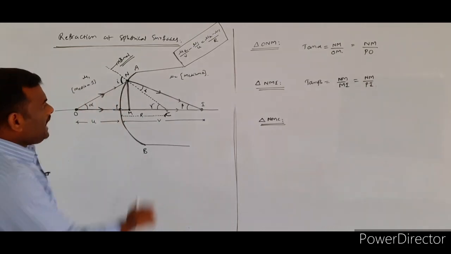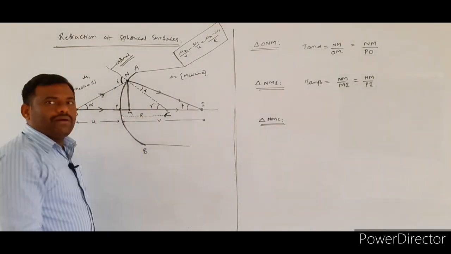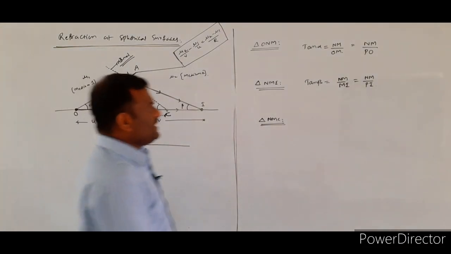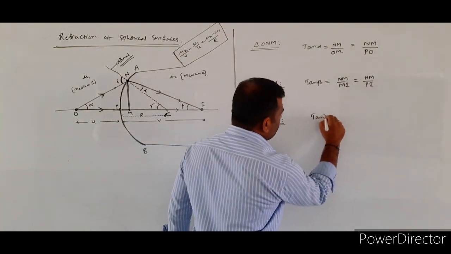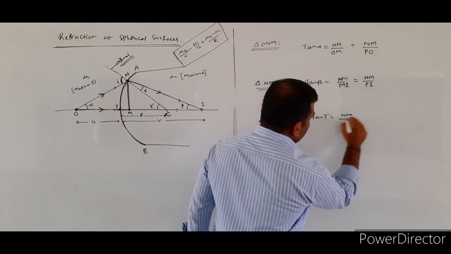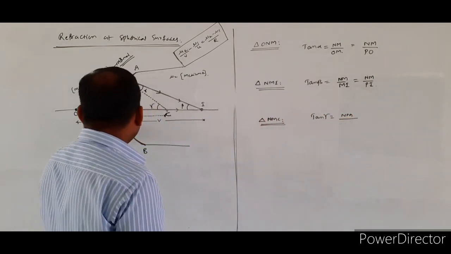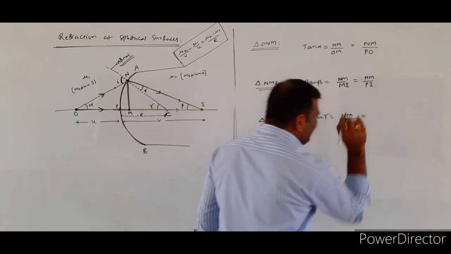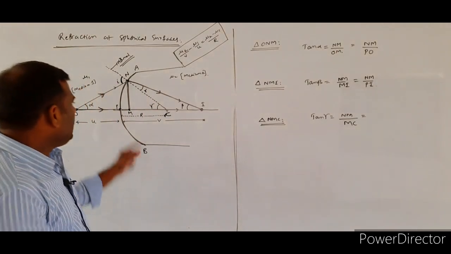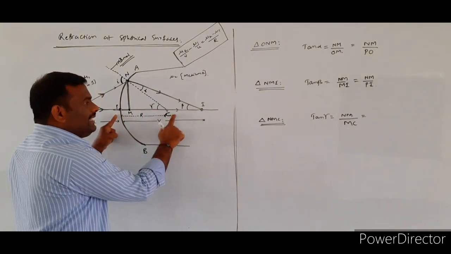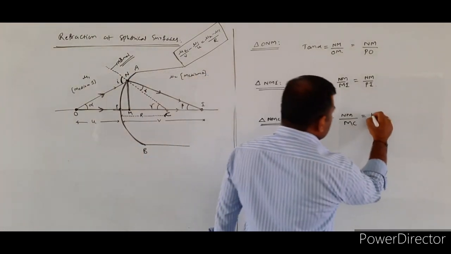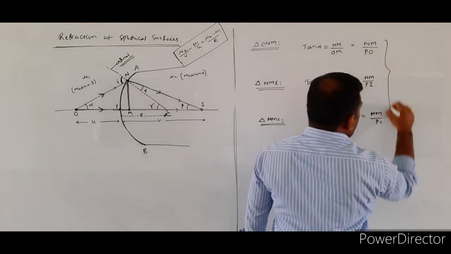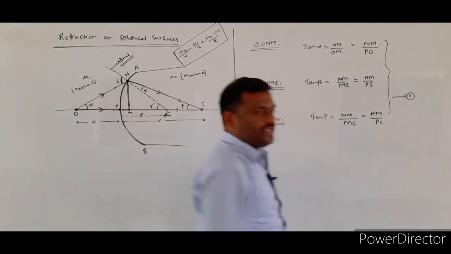From this triangle, I will take the value of tan gamma. Tan gamma is equal to opposite side by adjacent side, so tan gamma is equal to NM by MC. Already we said the size of the aperture will be very small, so MC can be written as PC. So tan gamma is equal to NM by PC. This is equation number 1.